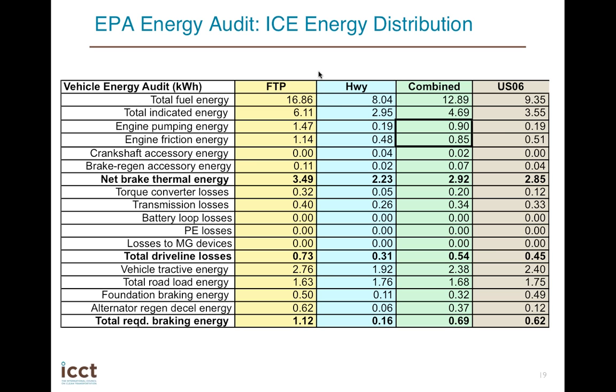But the biggest reason that we use this is that we know that all of the losses sum properly. There are certain things in here that are directly measured on the cycle, such as the total fuel energy. So even though it might have a few losses assigned inappropriately, we know the total sums.